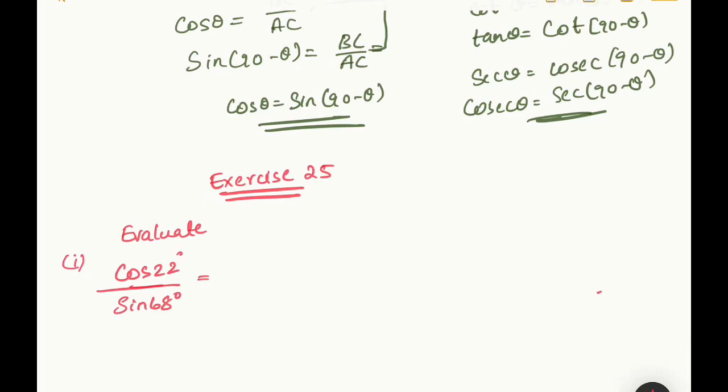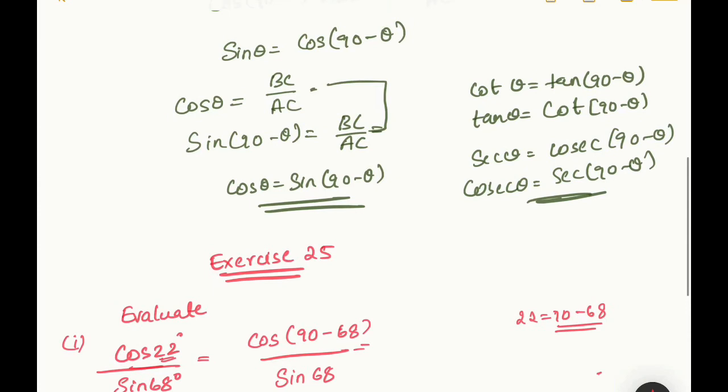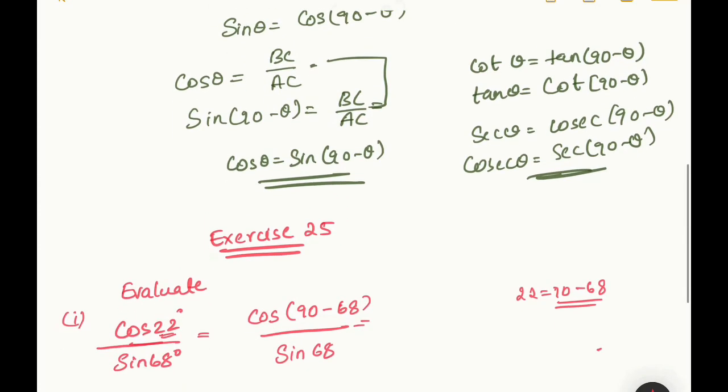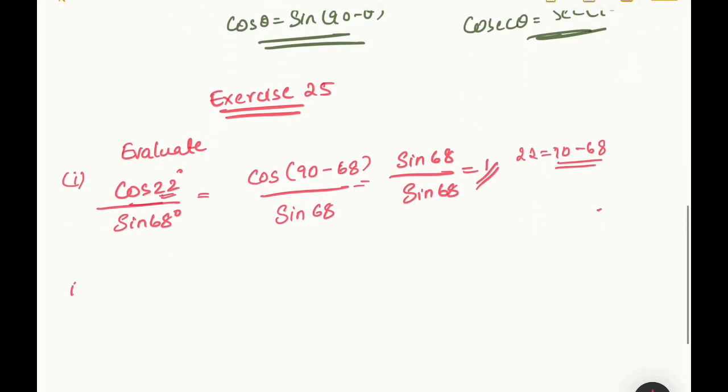That's equal to cos 22. I can write cos 22 as cos of 90 minus 68. I'm splitting this 22 as 90 minus 68. Am I right? I can write 22 as 90 minus 68, right? In order to get an equation, I'll write it like that. 90 minus 68 is 22. By the same thing I'll write sin 68. What is cos 90 minus theta? We already referred to that. Cos 90 minus theta is sin theta. So this I can write as sin 68 by sin 68, that is equal to 1.